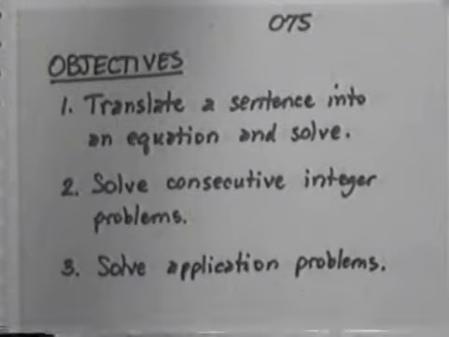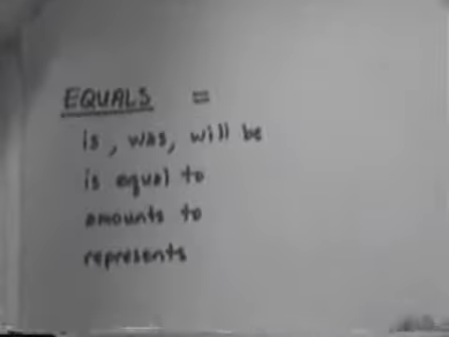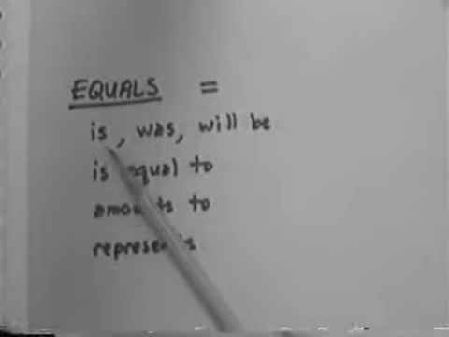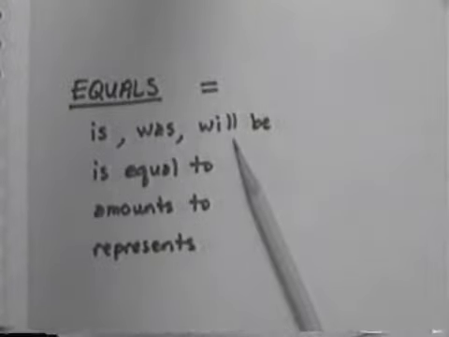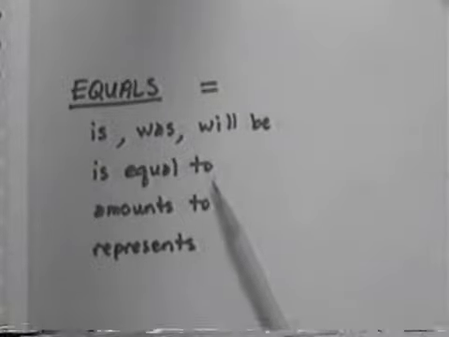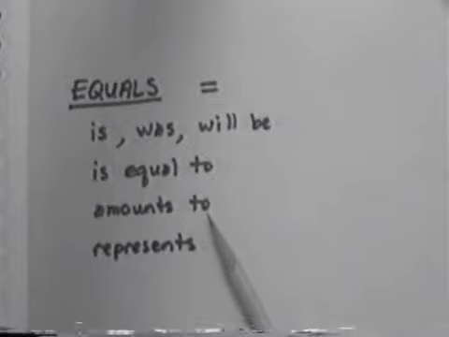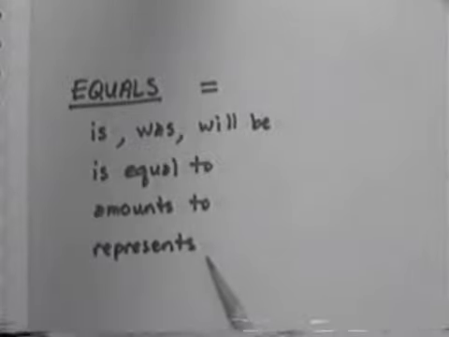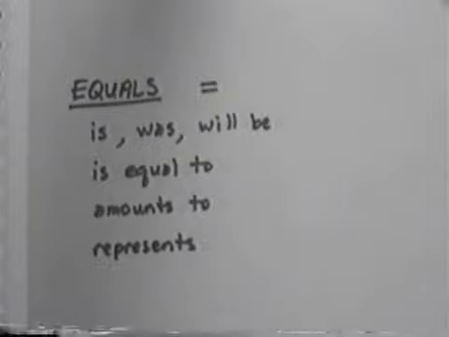To begin with, we need one more word in our translation battery, and that is for the word equals. What indicates equals in English? The equals will be indicated by is, was, or will be, present, past, or future tense of the verb to be, is equal to, amounts to, represents, or similar phrases. Anytime you see one of these in a sentence, you should translate it as the equals.